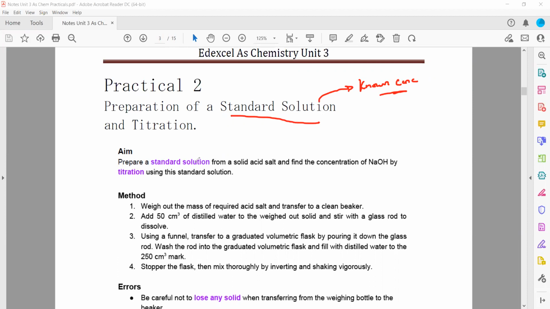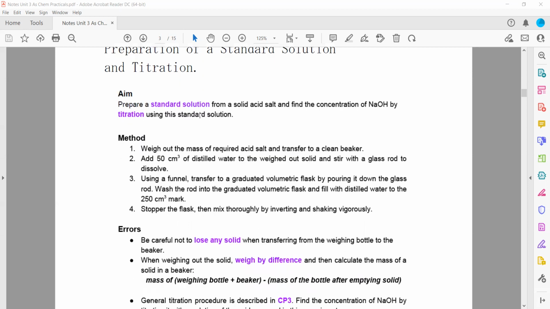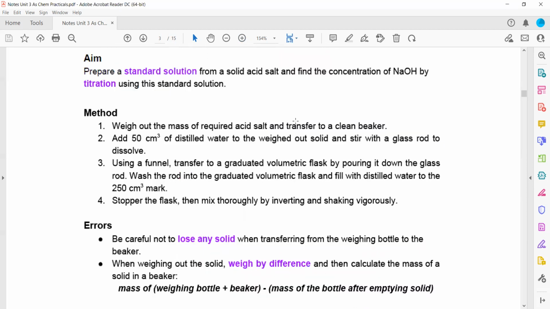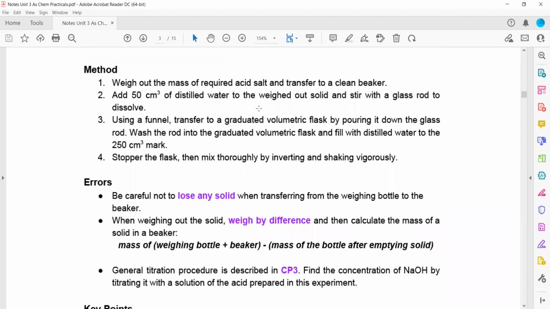For example, say you want to prepare a standard solution from a solid acid salt to find the concentration of sodium hydroxide by using a titration. First, we weigh out the mass of the acid salt and transfer it into a clean beaker. We add a known mass, for example 2 grams or 3 grams, but a known mass of acid salt.